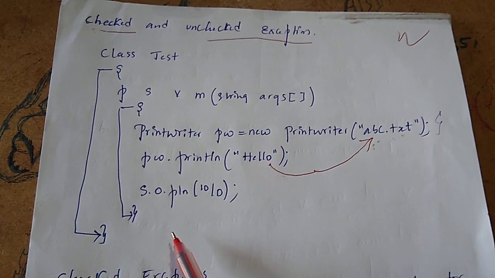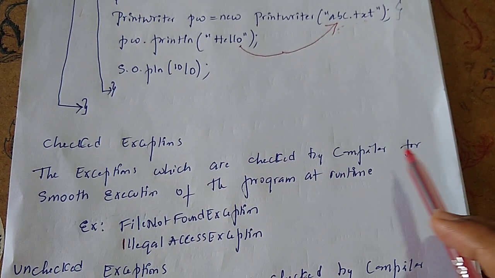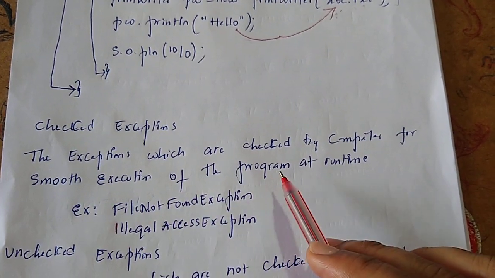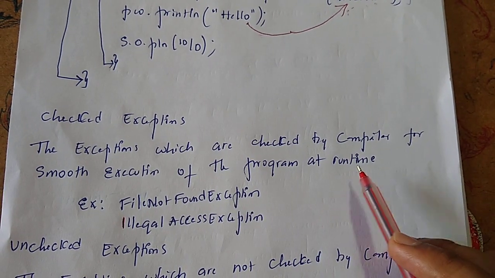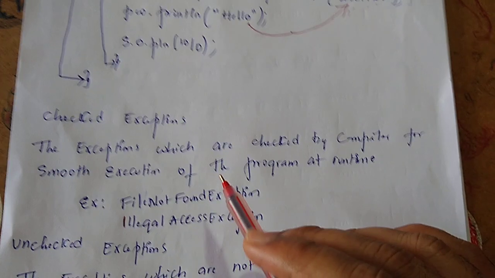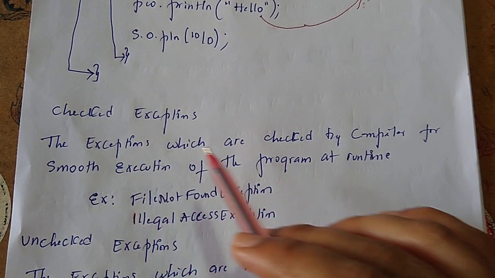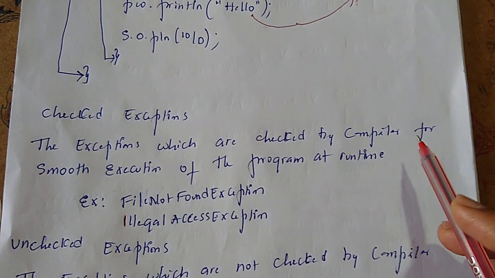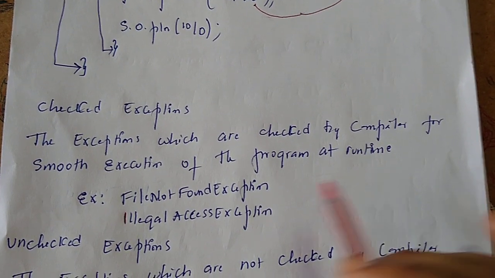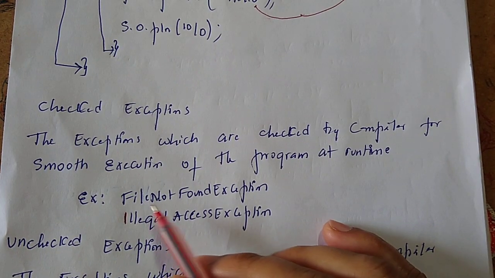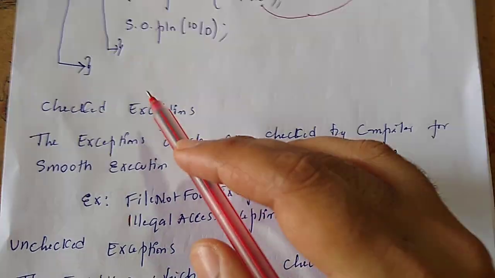Now we will see the definition of checked exceptions. So what are checked exceptions? Exceptions which are checked by the compiler for the smooth execution of the program at runtime, while running your program. The compiler is going to throw an error, and such exceptions are called checked exceptions. Examples: FileNotFoundException is a kind of checked exception. IllegalAccessException is also a kind of checked exception.